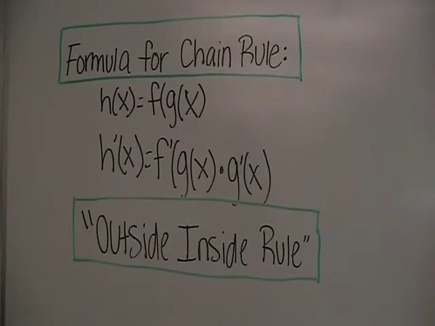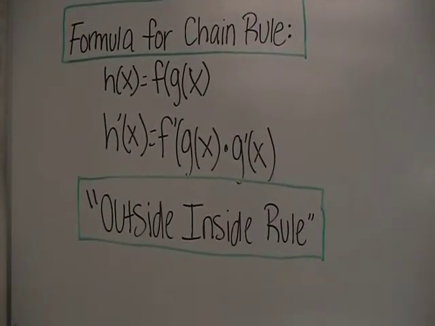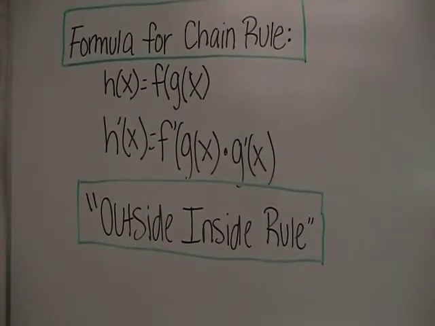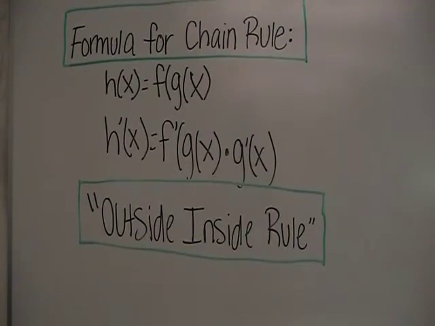So today we're going to learn about the chain rule. The formula for the chain rule is actually very simple. If you have h of x equals f of g of x, all you're taking is the derivative of h of x, also known as the outside-inside rule.